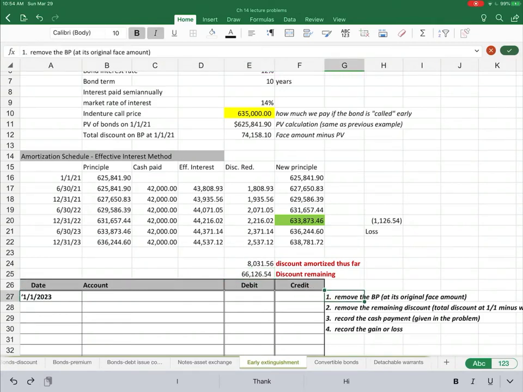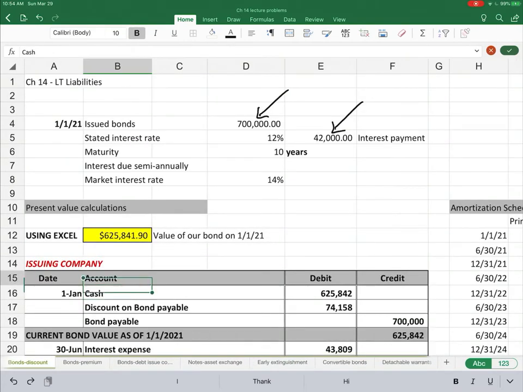So you can see here on the right-hand side, I've created a set of steps that we're going to go through in order to account for the retirement of these bonds early. The first thing that we're going to do is remove the bonds from our accounting record. When we initially recorded those bonds, we would have credited bond payable $700,000. If I go over to my discount problem, you can see that that's what we did. We made a credit to bond payable of $700,000.